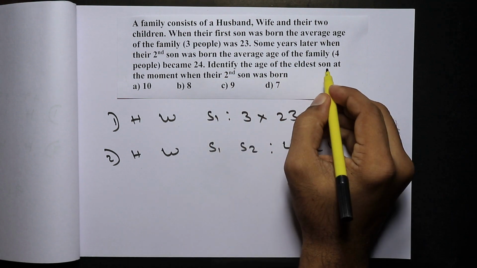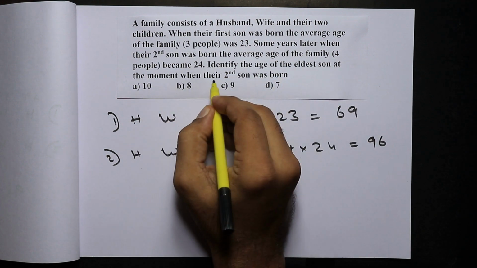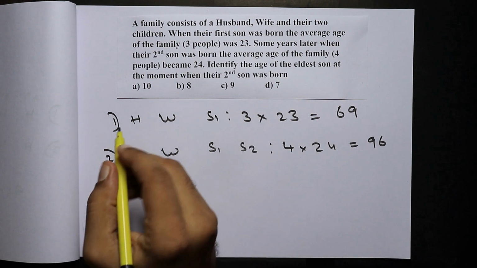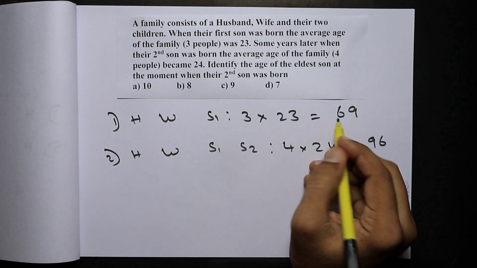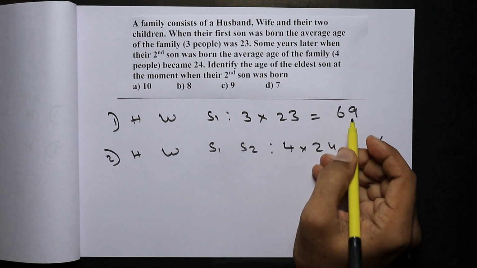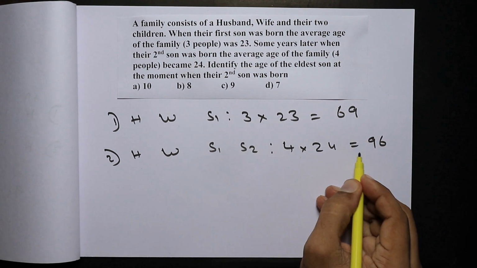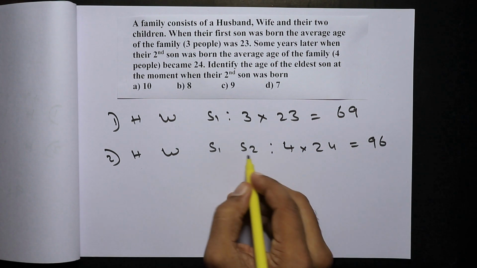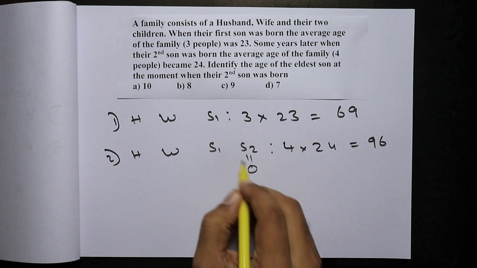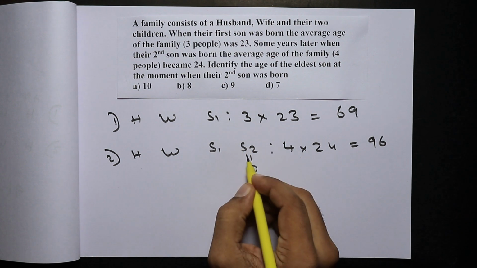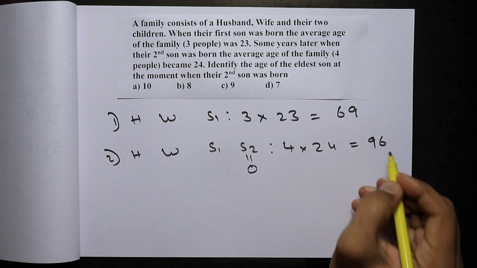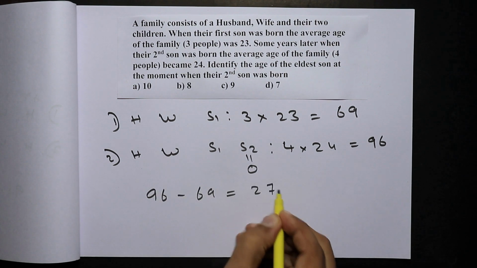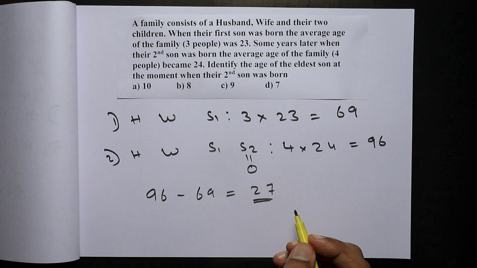Identify the age of the eldest son at the moment when their second son was born. Now when their first son was born, the total sum is 69. And when their second son was born, the total sum of their ages is 96. And S2 is actually 0 because the second son is just born. So from 69 to 96, 96 minus 69, the total sum has increased by 27.